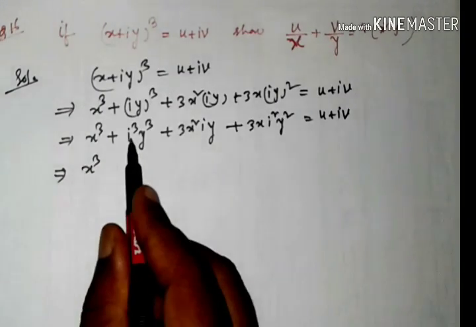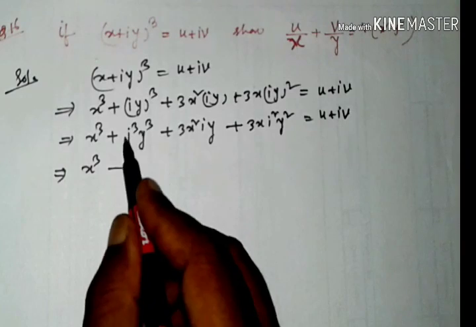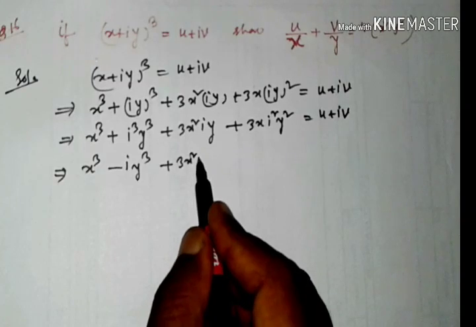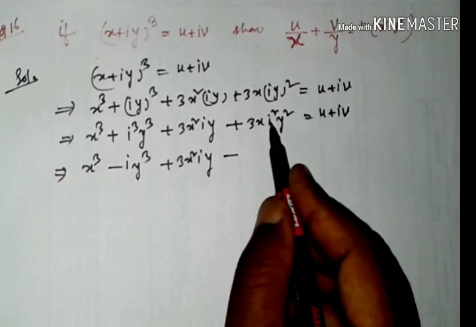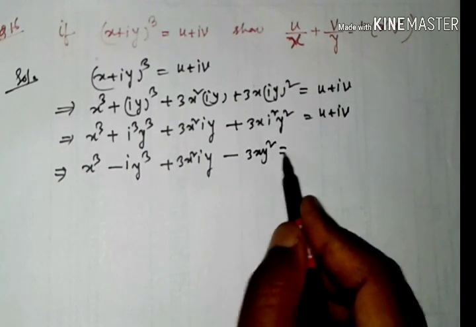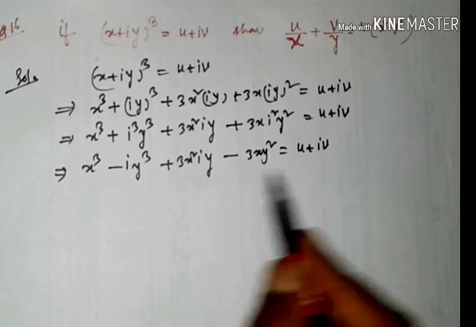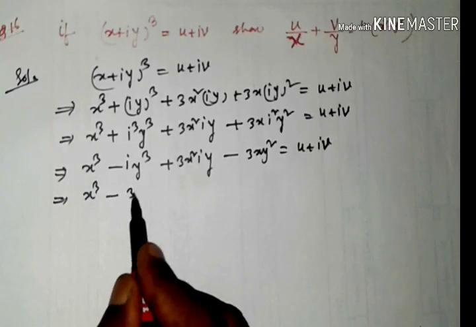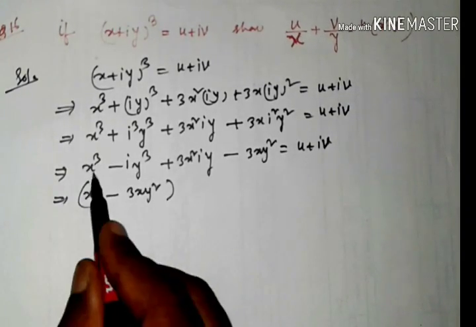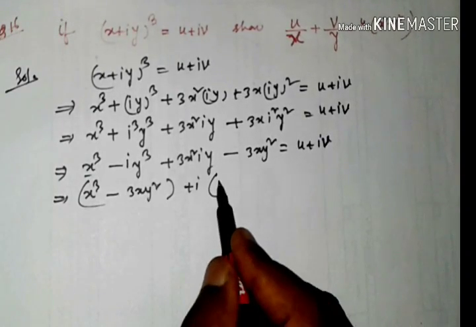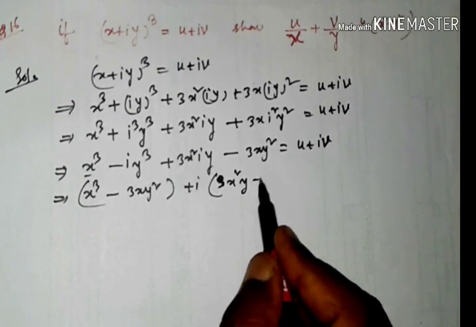Here i cube means minus i. We know i cube is equal to minus i. Plus 3 x square iy. Here i square is equal to minus 1, therefore minus 3x y square. Here x cube is the real part, it is x cube and minus 3xy square. If we take i common from here, 3 x square y minus y cube.